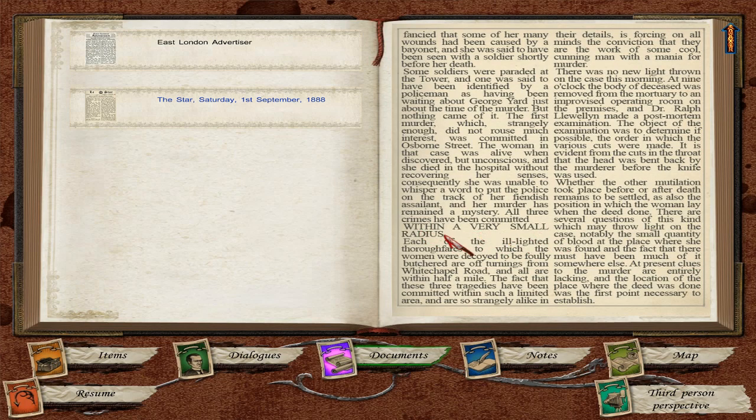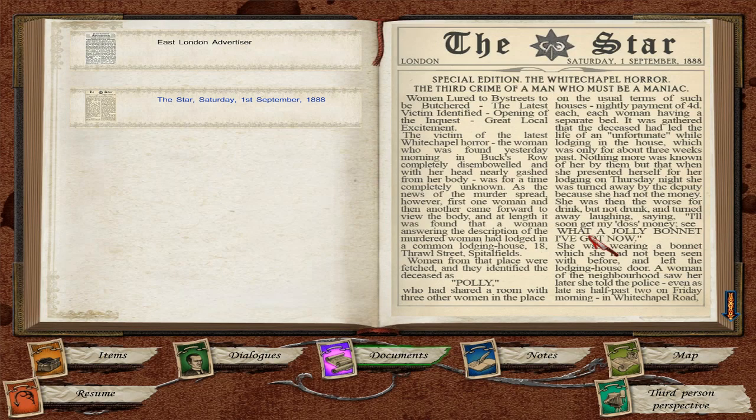Within a very small radius. Well, that was like a good clue for the police to actually investigate at the time. Speaking realistically, I'm speaking about in real life, not in the game.